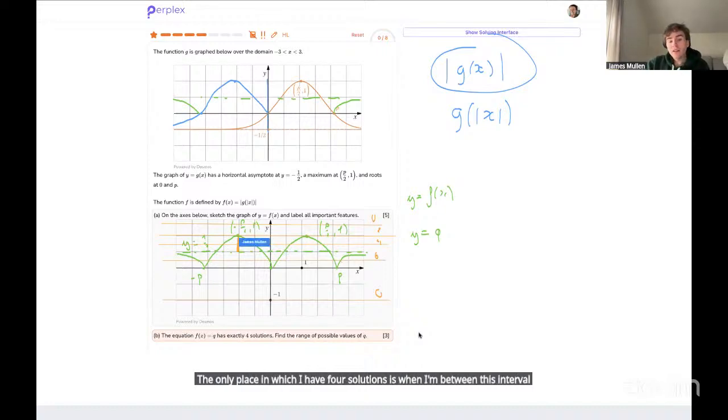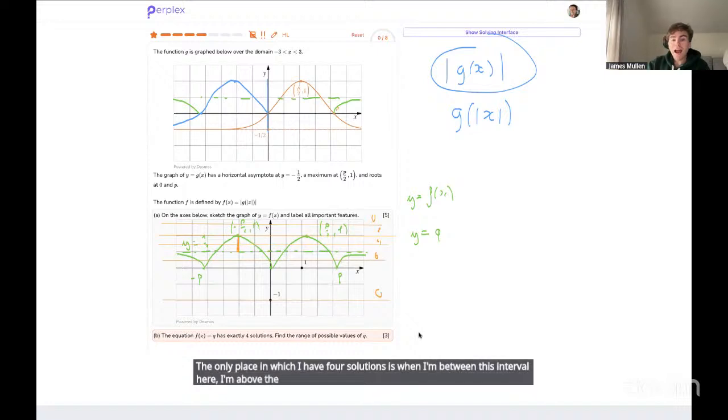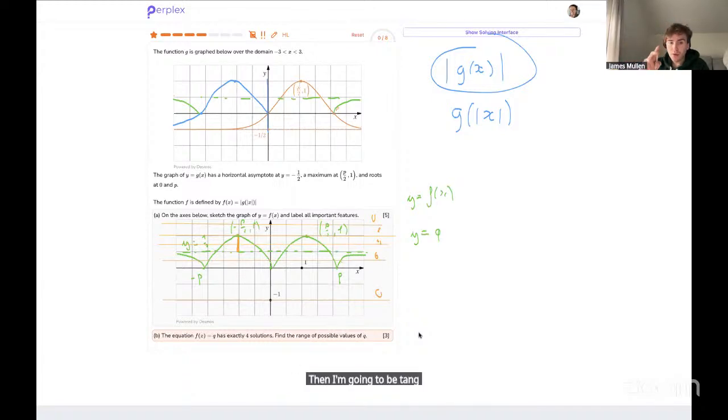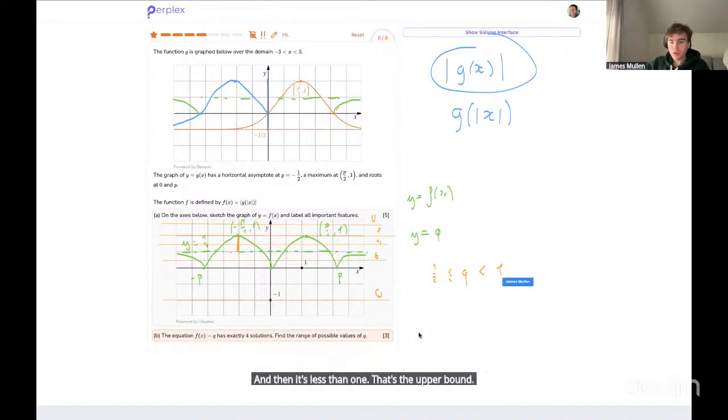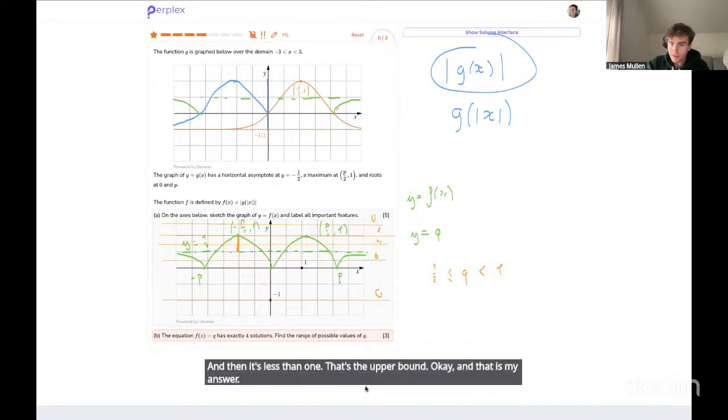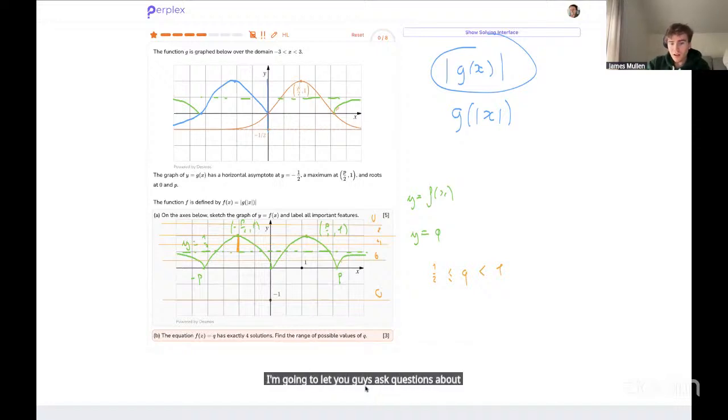I'm above or at the y asymptote, the horizontal asymptote, y is equal to 1 over 2, but I'm less than the maxima, because if I'm at the maxima, then I'm going to be tangent there, and there's only going to be 2 intersections. And so my answer is q is greater than or equal to 1 over 2, because there's an asymptote at 1 over 2 means that I can put it at 1 over 2 and it's never going to touch here. And then it's less than 1. That's the upper bound. Okay, and that is my answer. I'm going to let you guys ask questions about that if you want. Otherwise, in 10 seconds, we'll move on.